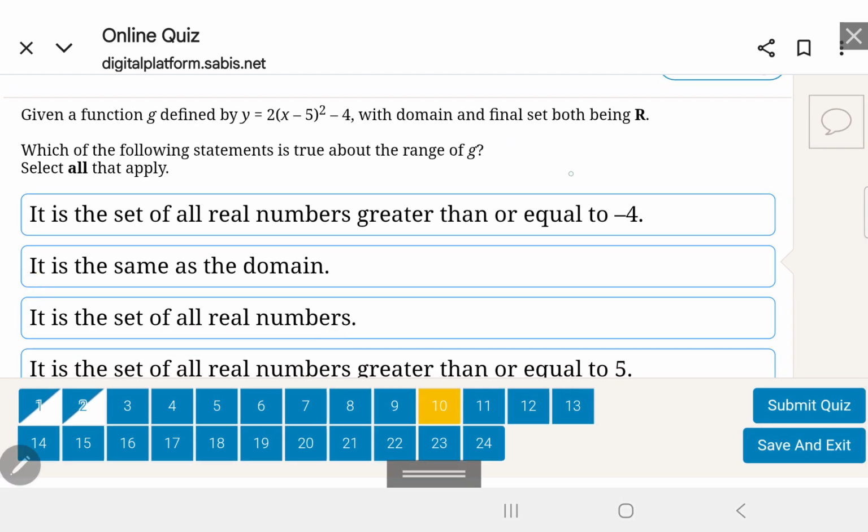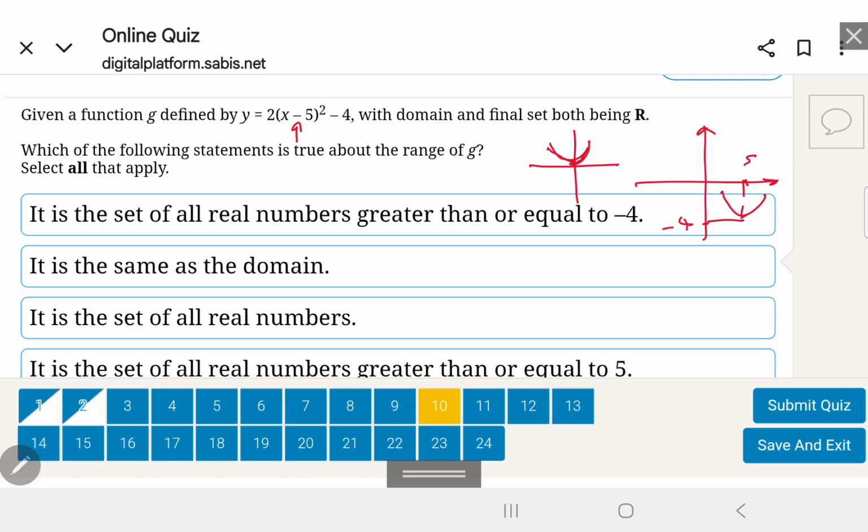So this is a quadratic function. Look at the parent function. That's the parent function. Because here you have minus 5, you take the parent function 5 units to the right and then 4 units down. 5 right and 4 down. So that's the vertex here.